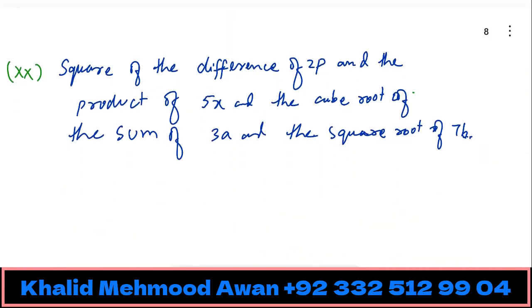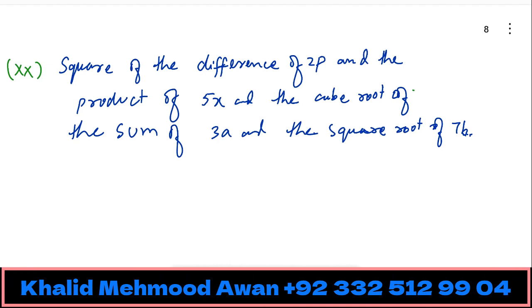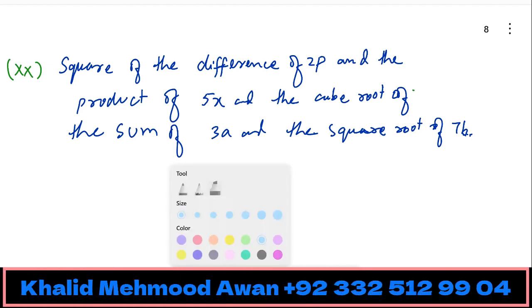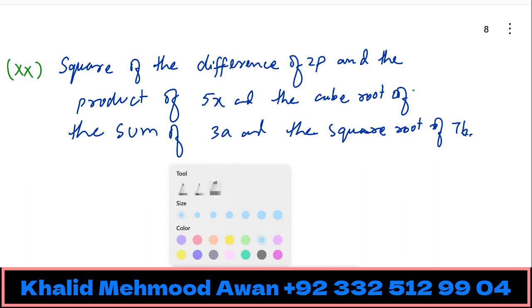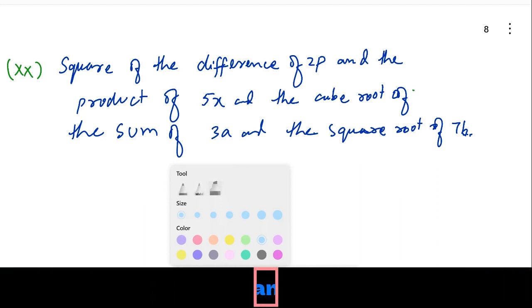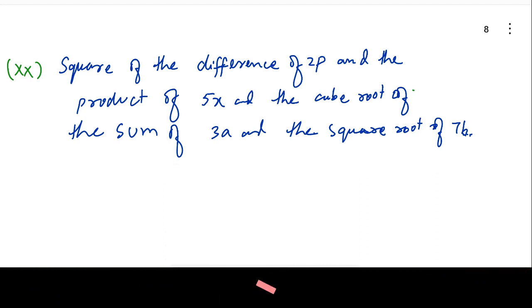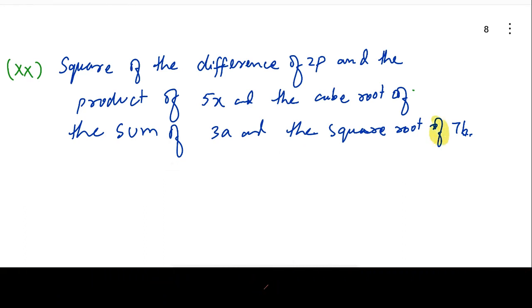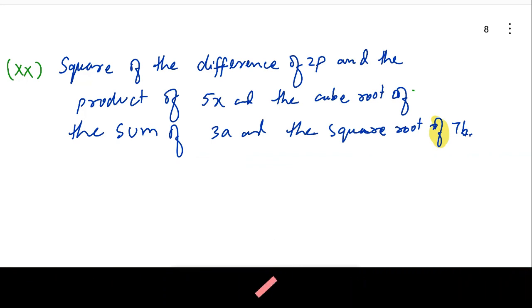Now there's a last statement. This statement is describing a different structure. There is a square of the difference of 2p and the product of 5q and the cube root of the sum of 3a and the square root of 7b. So now there are many "of"s also. We should not be worried. We will be following the same pattern as we have been doing. The last "of" we'll be reading backwards. So this is the last "of". Last "of" means bracket, so we are putting brackets here.